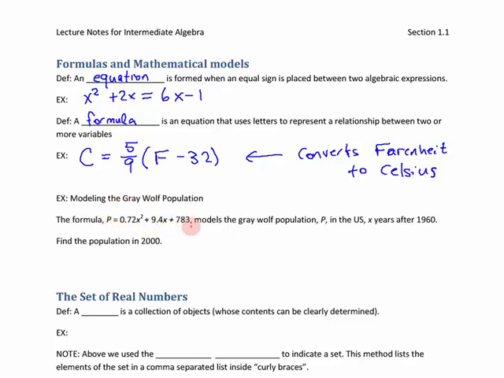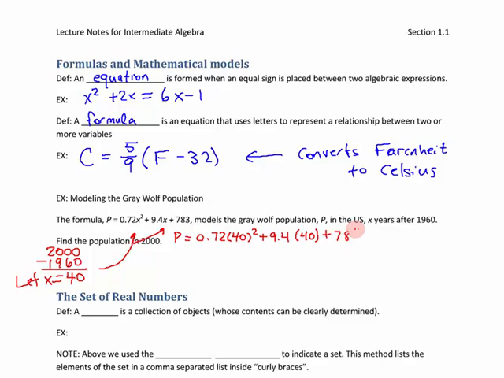Okay, again, we got to make sure we understand the model. This is the formula we're going to plug into, but x represents number of years after 1960. If we want to find it in 2000, what will x be? Well, I'll take 2000 minus 1960 to figure out how many years have gone by. Clearly that's 40, so I'm going to let x equal 40. And then I plug that into this formula everywhere there's an x. P is equal to 0.72 times 40 squared plus 9.4 times 40 plus 783.